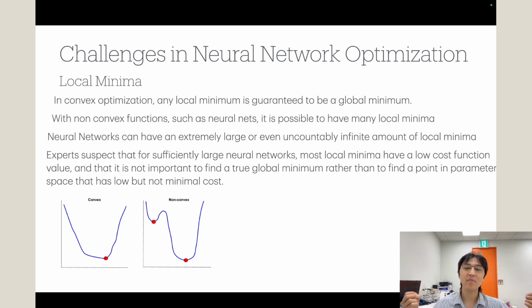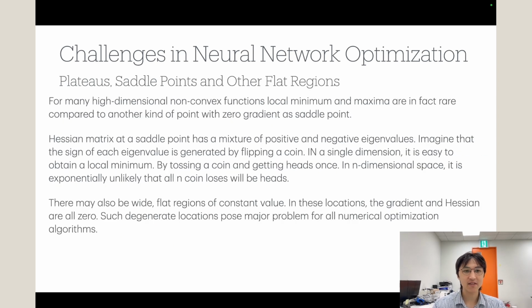So as you can imagine, neural networks belong to non-convex optimization functions, and in non-convex functions there are infinitely many local minima, and finding the global minimum is very challenging. Experts believe that we don't need to find exactly the global minimum; we can just go to a minimum in the parameter space, whichever we can reach. So finding local minima is another challenge. Let's go to the next challenge.